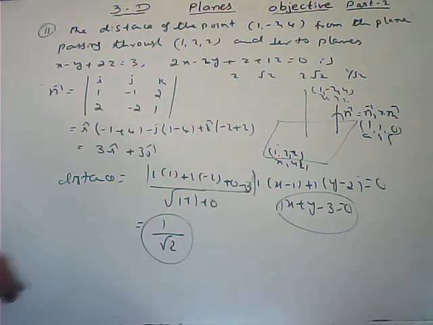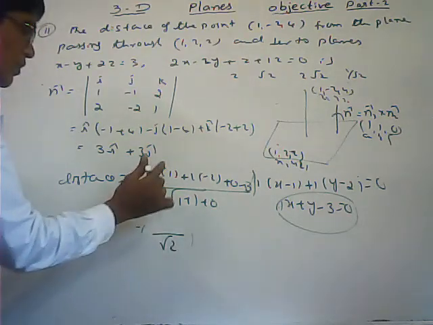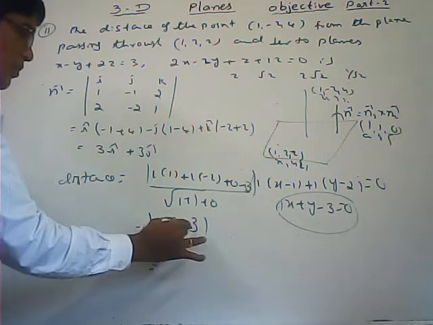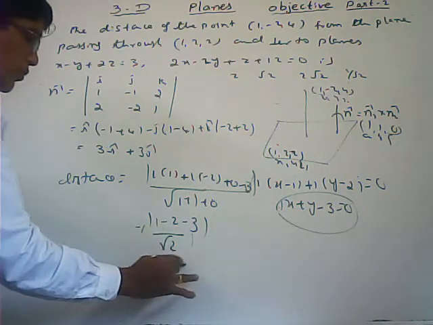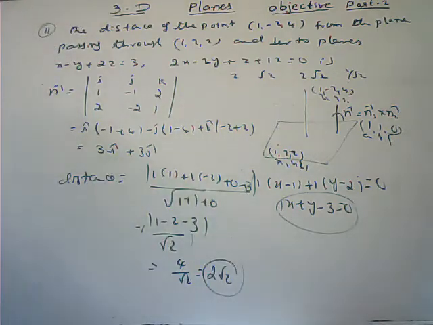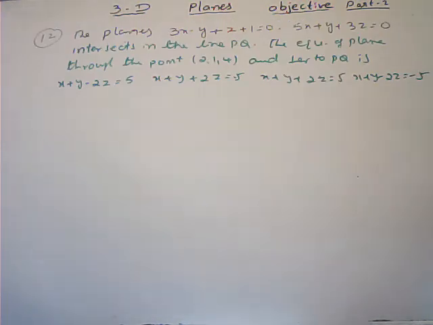So here, 1 minus 2 minus 3 is minus 4. 4 by root 2, that is equal to 2 root 2.